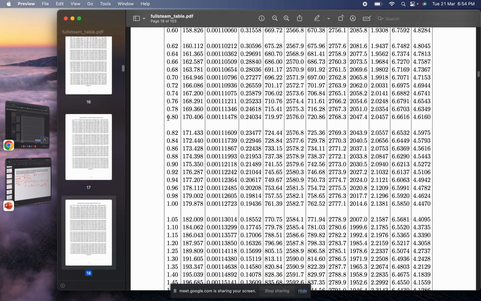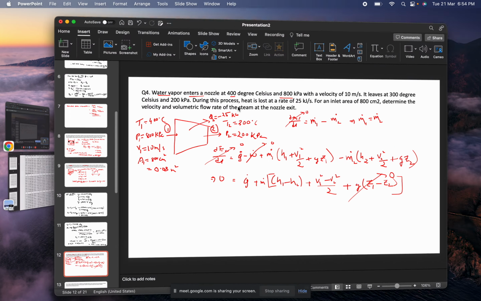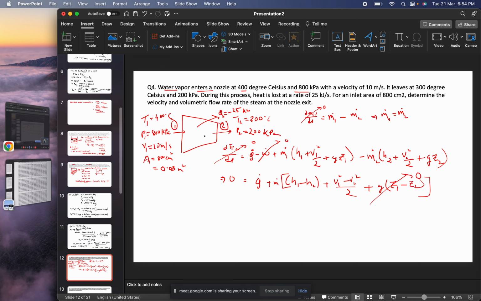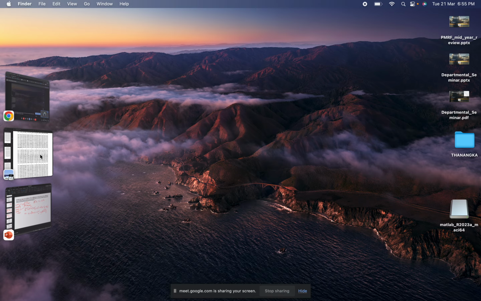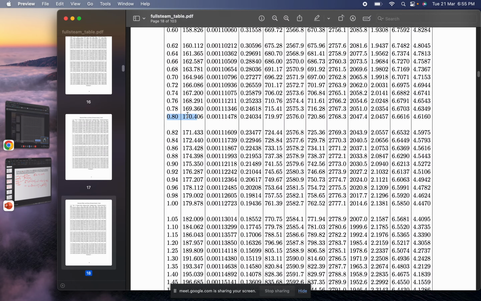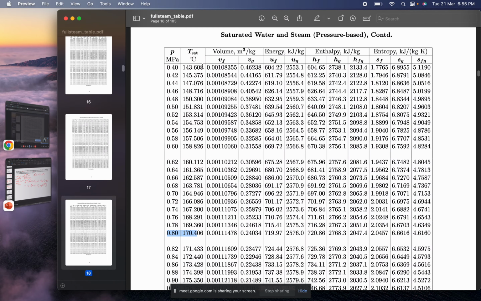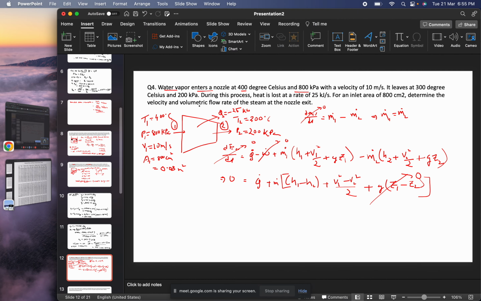At 0.8 megapascal, the saturation temperature is 170.4 degrees Celsius, and here our temperature is given to us as 400 degrees Celsius. So we have to go to the superheated table. Let us also check at 0.2 megapascal and at 0.4 megapascal. At 0.4 it is 143, and here it is also greater than this one. So both are at superheated state.